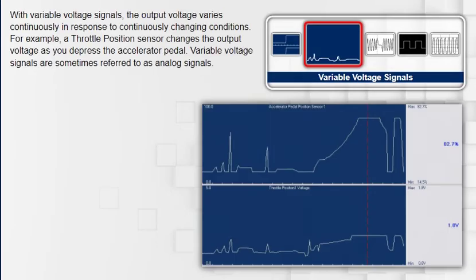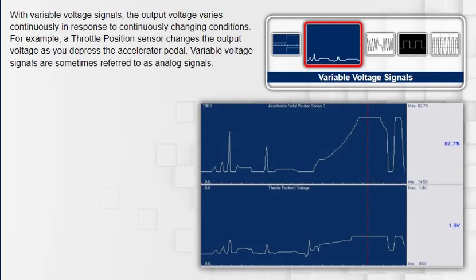With variable voltage signals, the output voltage varies continuously in response to changing conditions. For example, a throttle position sensor changes the output voltage as you depress the accelerator pedal. Variable voltage signals are sometimes referred to as analog signals and include thermistors, variable resistors, and voltage generator types.